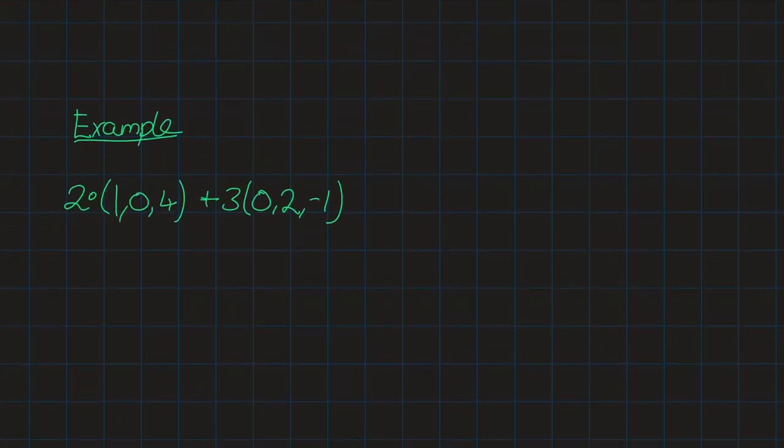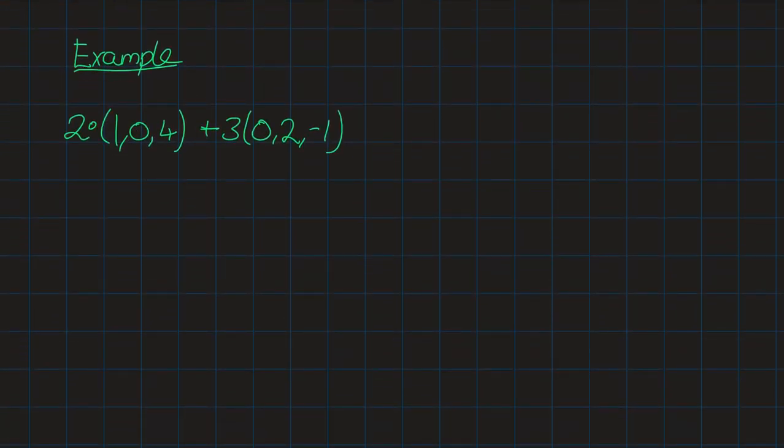Okay, let's do a quick example of some vector addition and scalar multiplication. Sometimes I forget to do the dot. If there's not a dot there, that's because I forgot to do it, but it's not the end of the world. You still know what I mean.